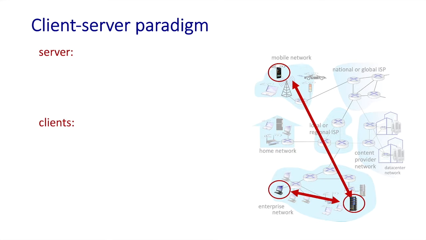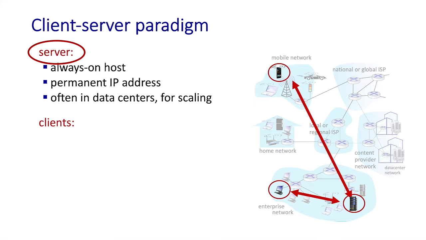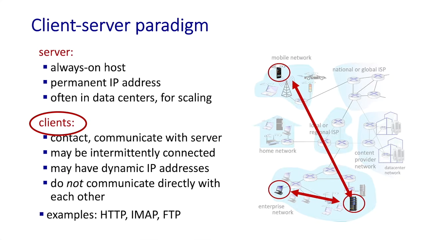In the client-server paradigm, well, there's a server and there's a client. The server is an always-on host, generally has a permanent IP address so that clients will know where to contact it, and a server may be hosted in your home, in your company, in your university, or in commercial data centers. On the client side, well, that's what we're more familiar with. Clients are going to operate by contacting and communicating with a server. Clients will typically be intermittently connected to the internet, for instance, when your phone or your laptop is connected to the internet, so they won't have a permanent IP address.